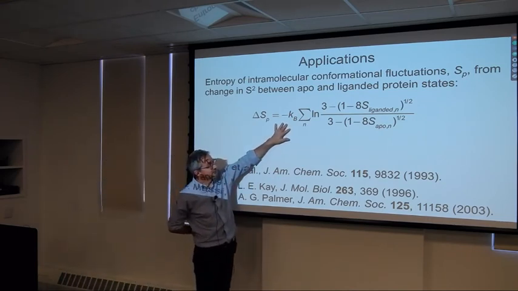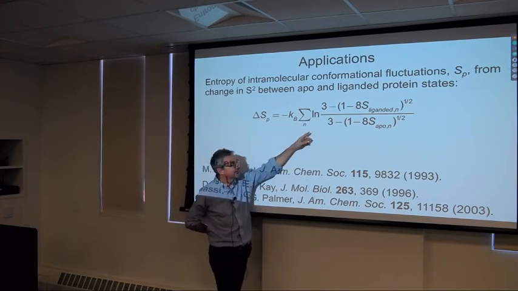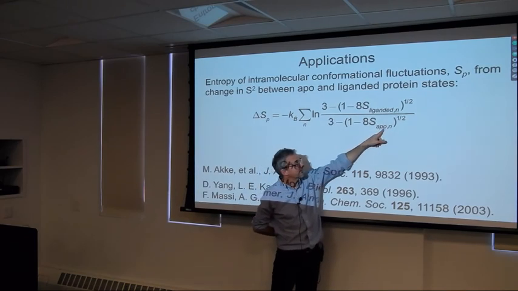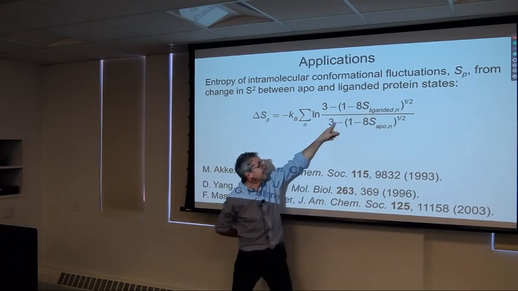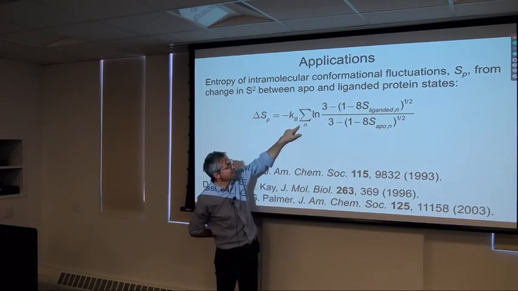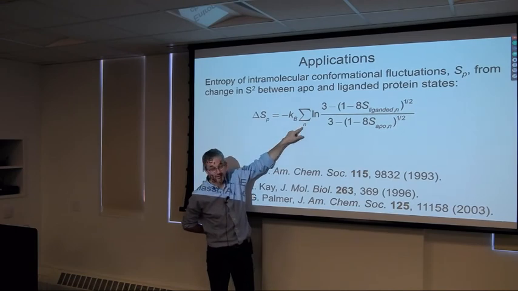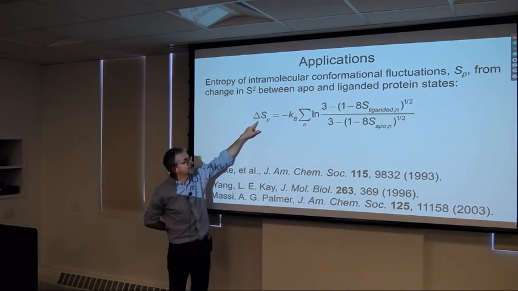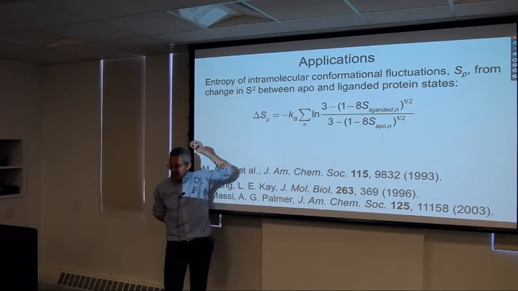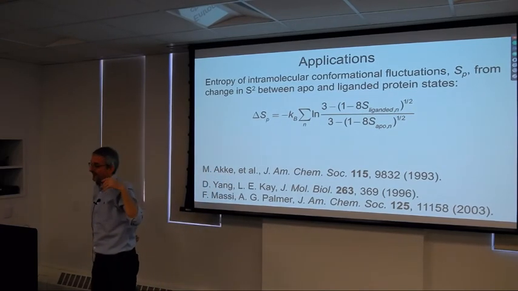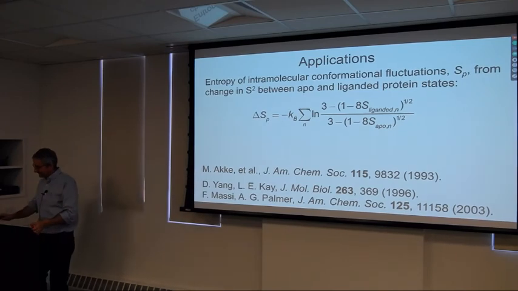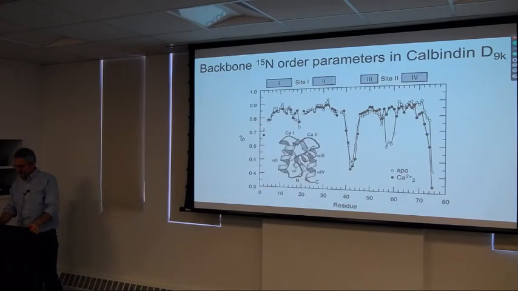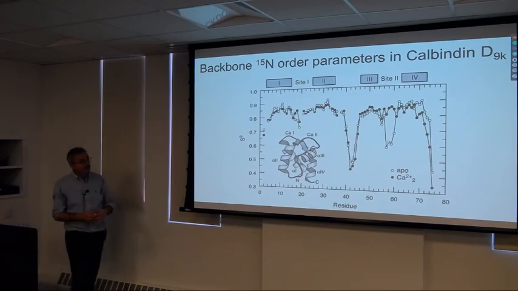So there are a number of approaches in the literature. This particular formula is due to Lewis K. So it says if we take the order parameter for the apo state and compare it to the liganded state in this equation, and then sum up over all of the residues, we get an estimate of the change in entropy of the molecule upon binding of the ligand. So these are the papers that kind of started the idea, and here's a simple case.